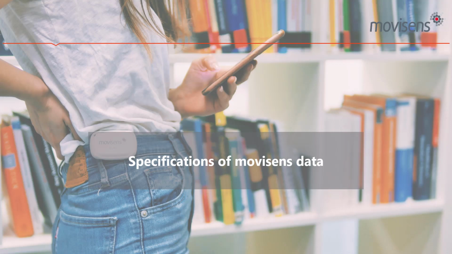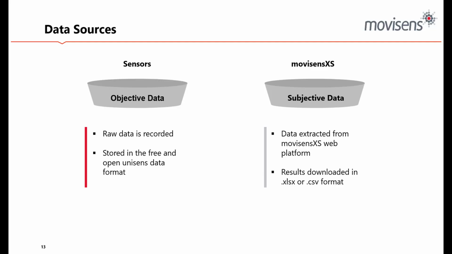Specifications of movisens data. At movisens, we generally provide two data sources. We have data that comes from our sensors, so objective data that's actually tracking a physiological device, capturing actual signals and hard numbers. The raw data source is recorded, and we store it in the free and open Unisens data format. This is an international open source format.